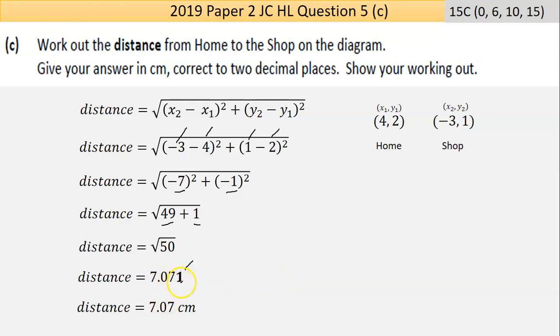Okay, so the 1 is less than 4, so the number prior to it stays the same. If that number had been 5 or greater, this next number would have changed and gone up by 1 unit. So it's 7.07, and I should put in the units because I should always put the units in. So it's 7.07 centimeters. Well, a lot of marks for effectively using the distance formula.